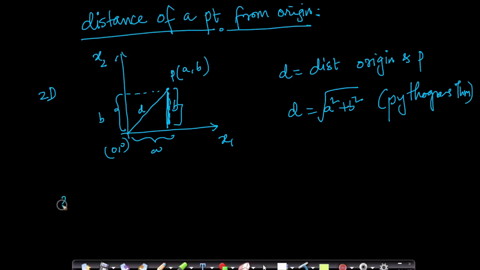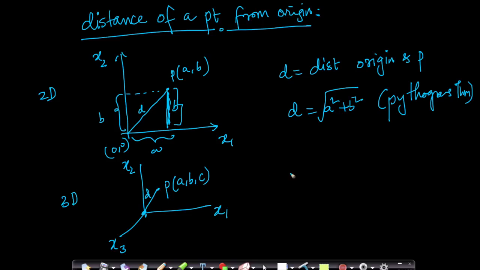What about 3D? In 3D, I can have the same argument. Suppose I have x1, x2, and x3, and I have a point P, which has three components, A, B, C. Again, by simply using Pythagoras theorem, I can prove that the distance of this point from origin, let's call this D dash, just for simplicity, is nothing but the square root of A square plus B square plus C square. Again, you can prove this very easily using Pythagoras theorem multiple times.